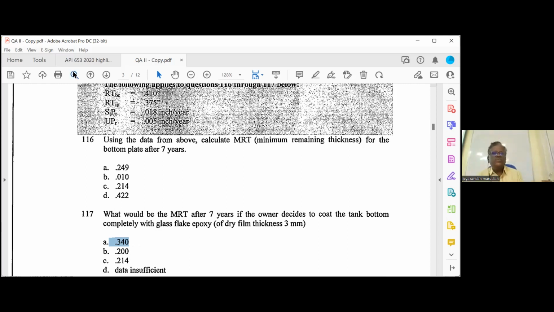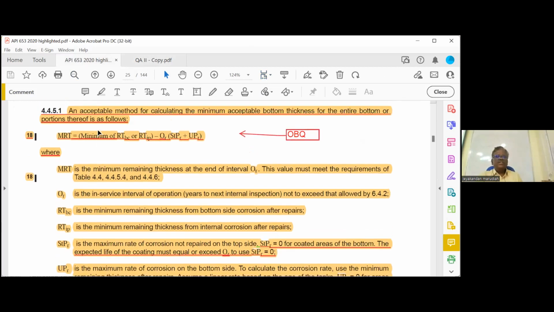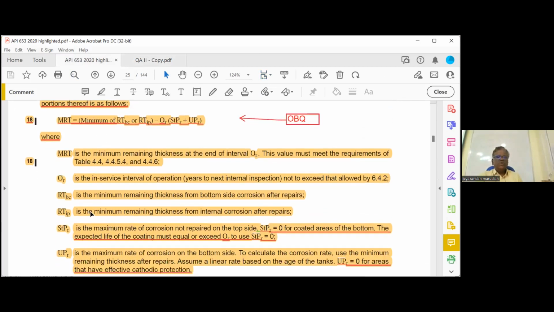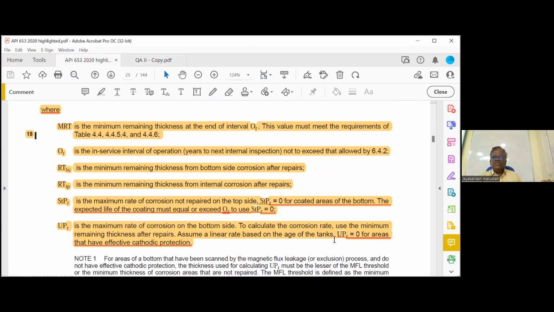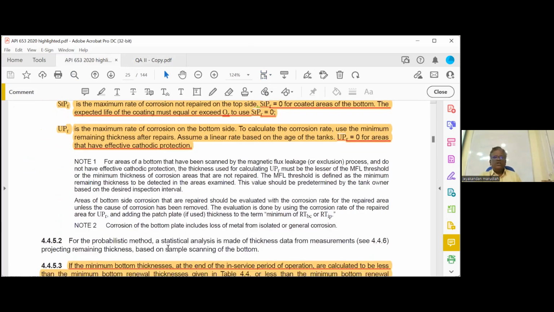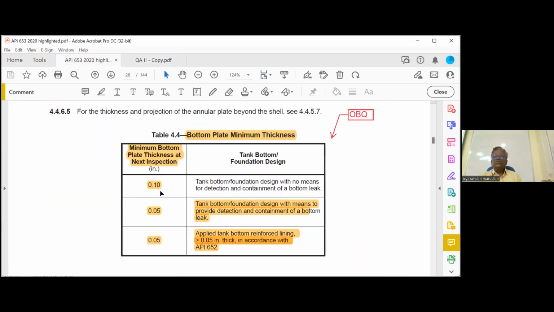So we'll go back to the code book. Now you can see here, MRT is the minimum remaining thickness. So over RTBC, you can see STPR is the maximum rate on the top side. STPR is 0 for coated areas of the bottom. Then UPR is the bottom side. UPR is 0 for effective cathodic protection. Now, what should be the MRT? We have to follow this table. Generally, it should be 0.1 inch. MRT means at the next inspection, it should be 0.1 inch.